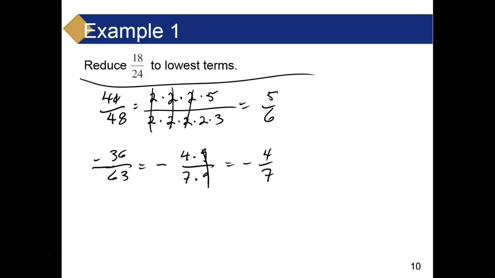5s, how do you know if it will go into a number? If the last digit is either 5 or 0. There's a 0, 5 went into it. These don't have 0s or 5s. No 5 in it. How about 6s?